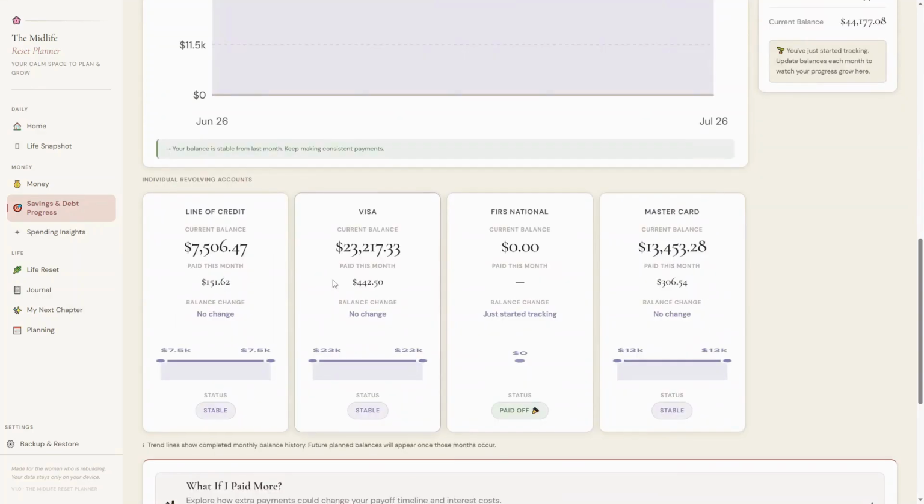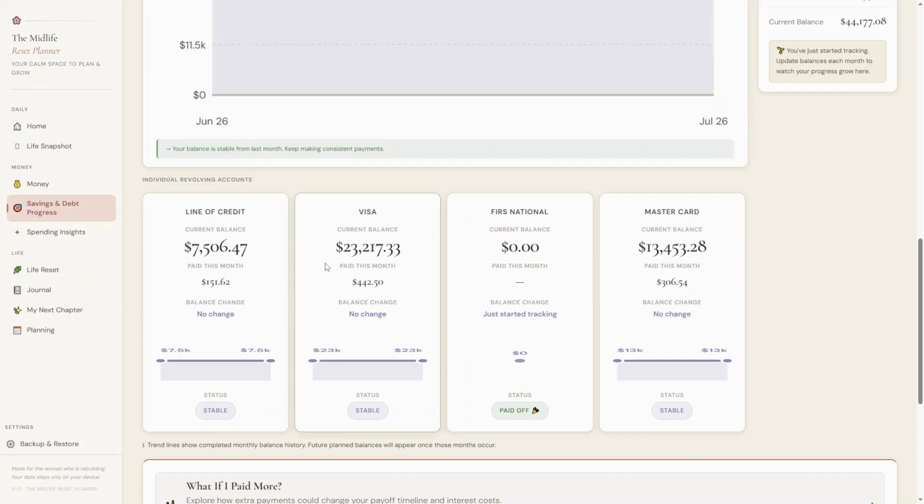Below the trend chart are your individual debt account cards. Each card focuses on a single credit card or line of credit, giving you a clear picture of that account's progress. You'll see the current balance, your starting balance, your minimum monthly payment, your payment progress, and a chart showing how that balance has changed over time.